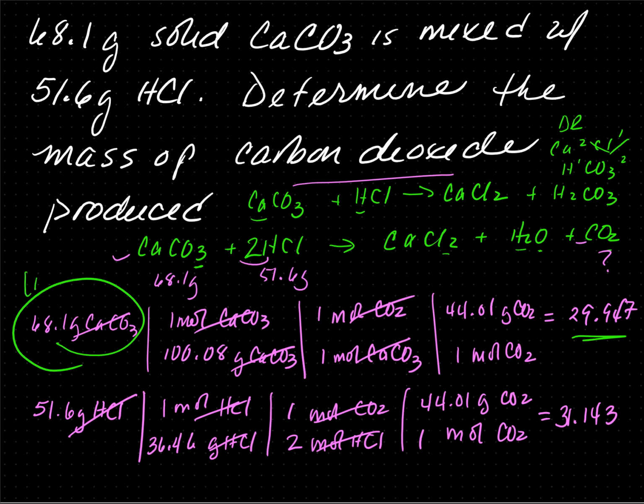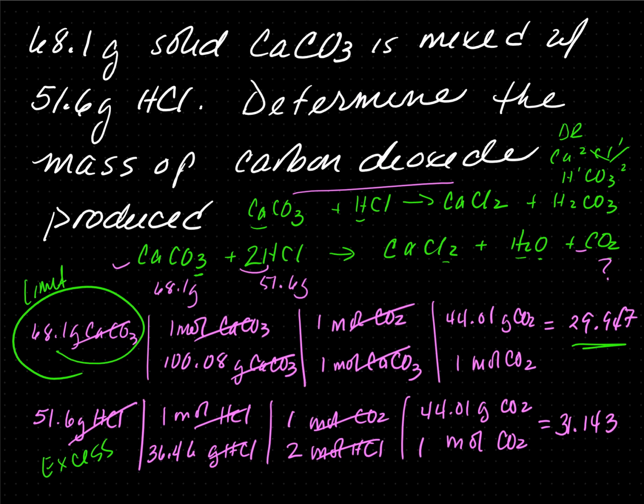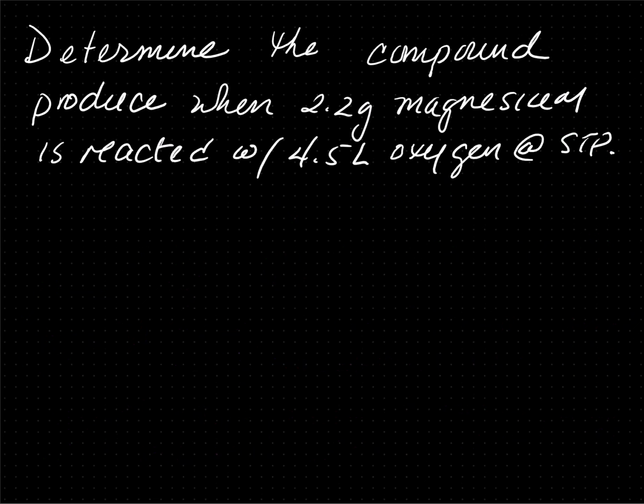So this is my limit. HCl is my excess. So how much CO2 is produced? It's going to be 29.947. There are 3 sig figs, so my answer is going to be 29.9 grams of CO2. Pause the video, try this problem on your own, then check your answer.